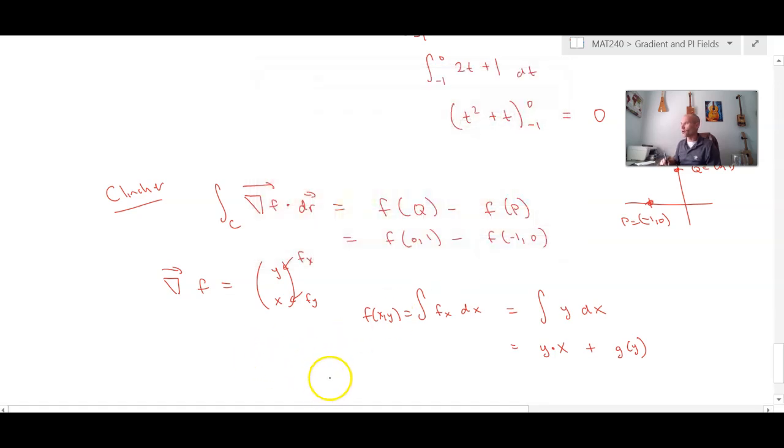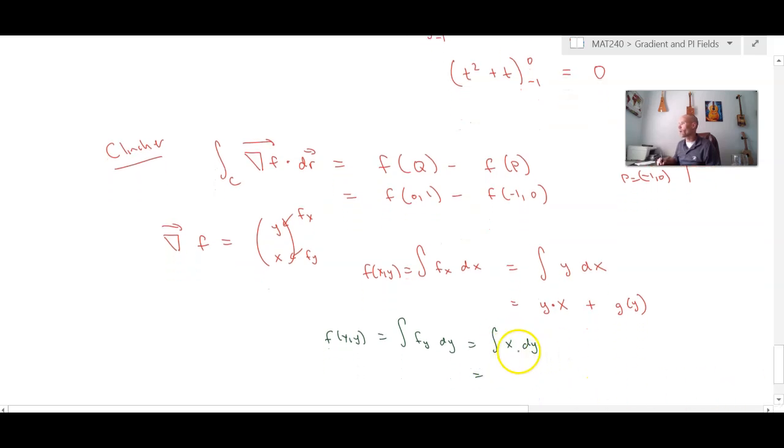Now, I also know that f of xy should be the integral of f sub y dy. That's this component. So that's the integral of x dy, and the integral of x dy, well, x is treated as a constant, so constant times y will be the integral of that term, plus what would normally be our arbitrary constant, which we'll just refer to as h of x. Its derivative would be 0 if you were to differentiate this integral with respect to y.